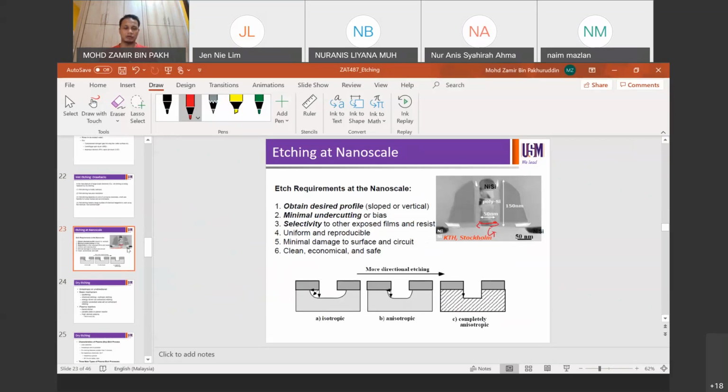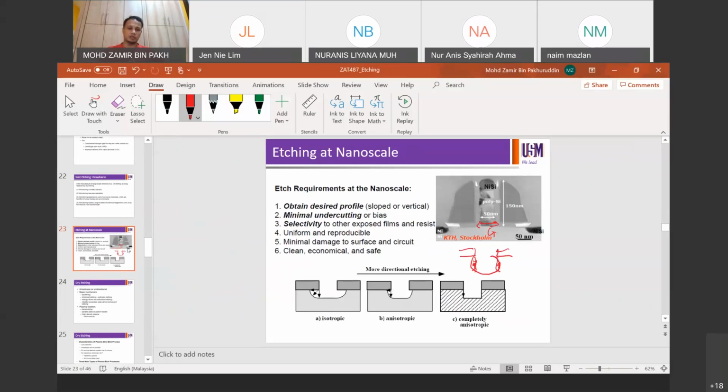So if we're talking about that kind of etching, what you have to have at that scale is to obtain the desired profile, either slope or vertical, accurately with good resolution and minimal undercut or bias. You don't want to get undercut, just like what we discussed before. If you want to etch a structure on top, if possible, you don't want to get something like this, because this region is called undercut. If possible, you want to get a straight one.